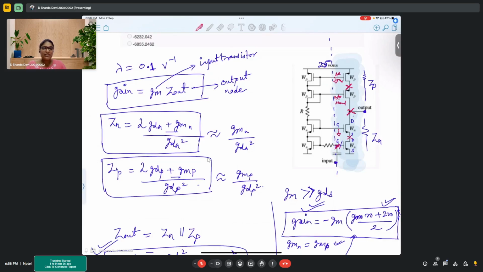Because as I mentioned earlier also, gate and drain connected means basically your input and output ports are shorted, at least in the case of our CS configuration, right? The moment you start connecting input and output ports, it is very difficult to analyze the situation.